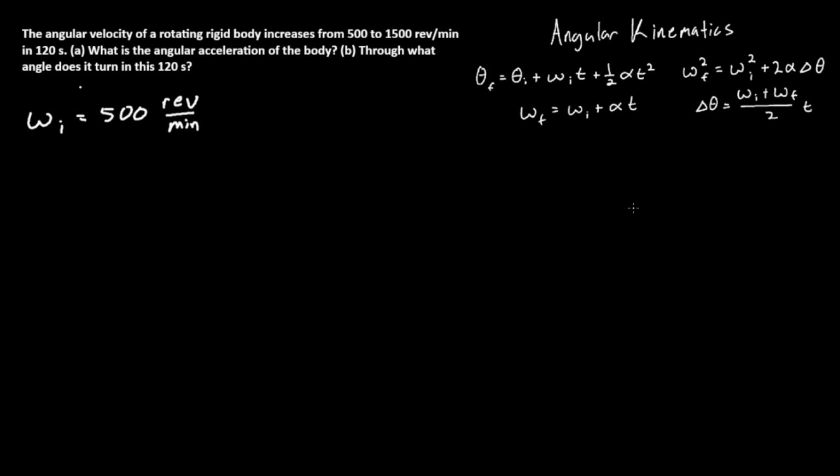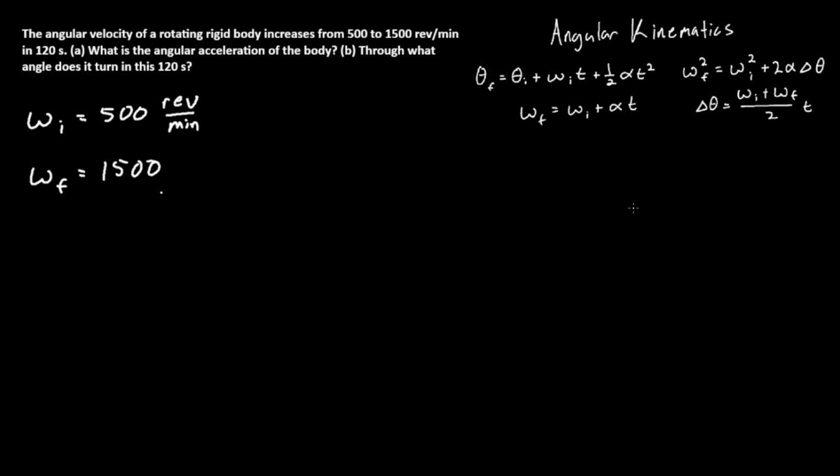But here's the thing about angular velocity. It can be represented by the unit revolutions per minute, just like how velocity can be represented by kilometers per hour. But we're going to turn this into radians per second for the sake of our angular kinematic formulas. I'll show you how to do that once I write down all the information we have.